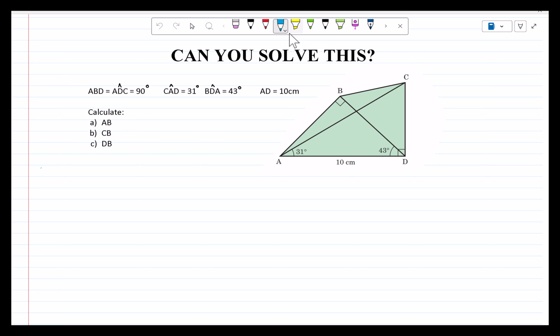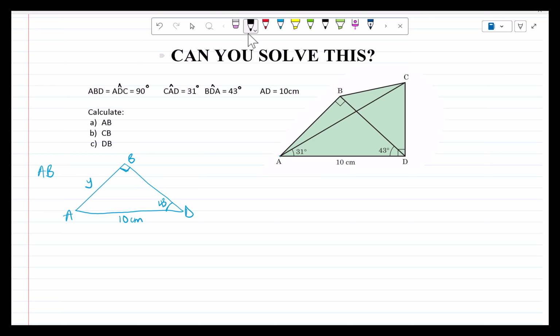The first question is to find AB. This is part A. So I'm going to draw the triangle ABD. So we have something like this. We have A, we have B, and lastly we have D. And this is where we have our right angle. And we're also given that the angle BDA is 43 degrees, and we have AD known as 10 centimeters. And we want to calculate AB, which I will call Y for this part.